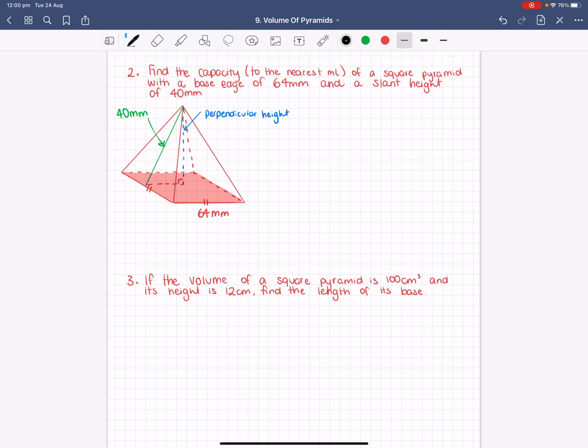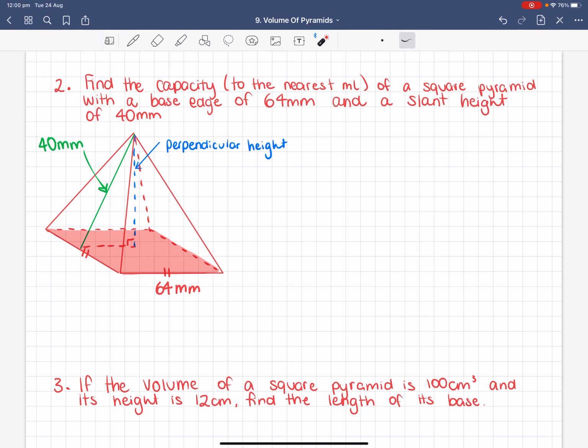Alrighty. So question number 2. Find the capacity. So remember, it's kind of helping you because it does say to the nearest milliliter. So capacity is the amount of liquid something can hold, versus volume is the amount of space it occupies. No, sorry.